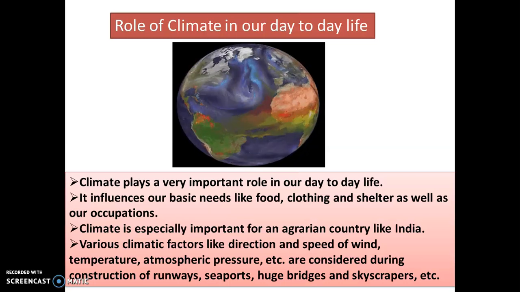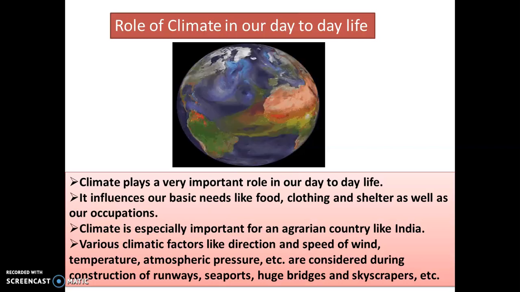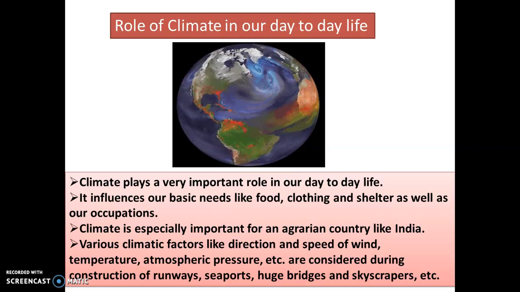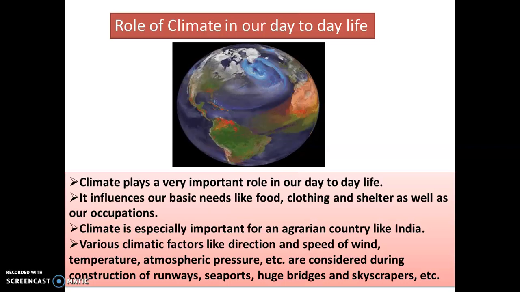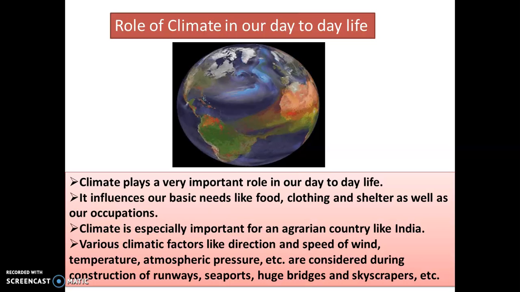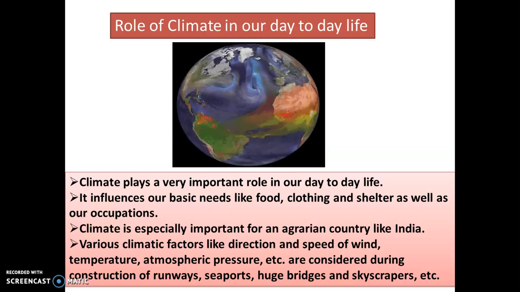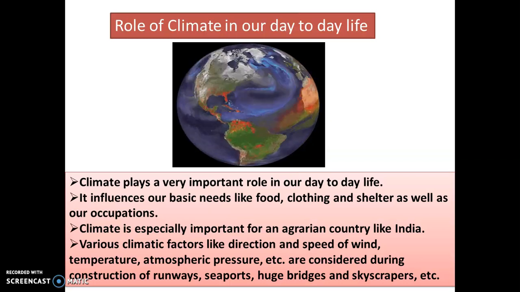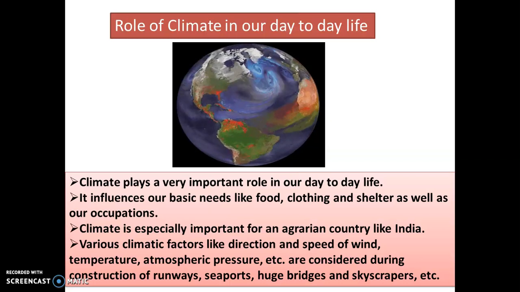Similarly, the runways for the aeroplanes, the seaports, and the skyscrapers for the helicopters. Everywhere, different conditions like the speed of wind, the temperature, and atmospheric pressure are very much required for all these kinds of travelling ways. So there, climate plays a very important role.